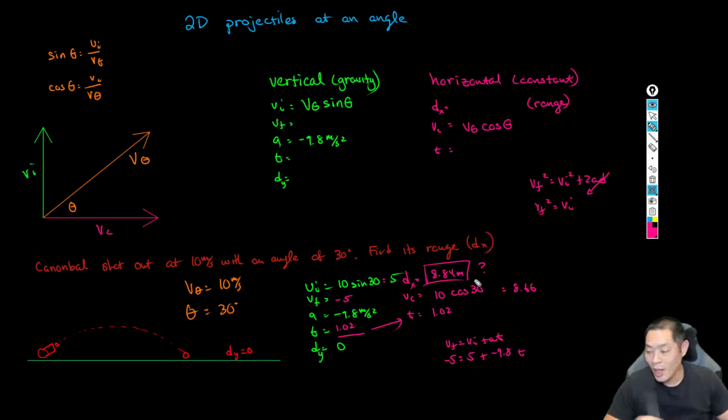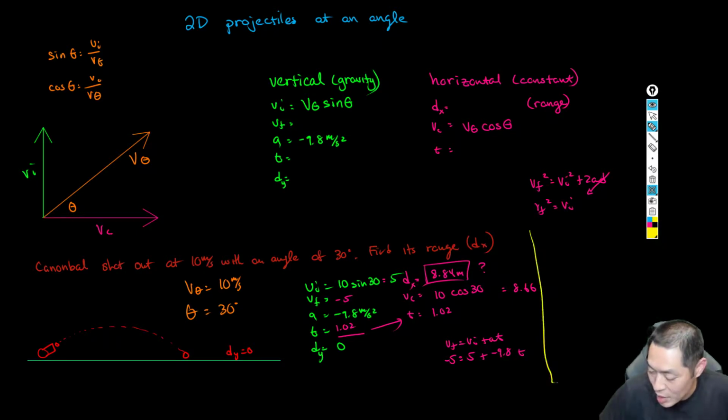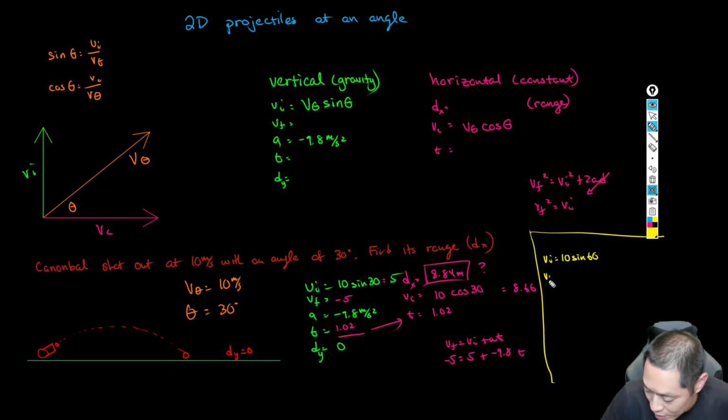Interesting, huh? I'd like you to do the same thing, but with 60 and see what kind of answer you get. All right, so let's do it over here and hopefully I have enough room. If not, I apologize. I'm going to do it with 60. So I'm going to kind of cheat and just make it easier for myself. VI equals 10 sine of 60. VF is negative that. A is -9.8. T is what we're looking for. And D is equal to 0.